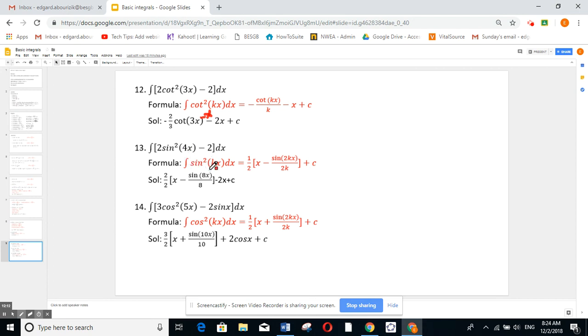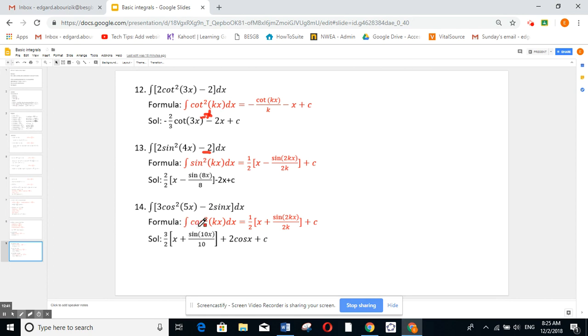This one, this is the formula of sine square. So I have 2 and I have half, so it will be 2 over 2. x is x, minus is minus. So I put sine of double the angle. I have 2kx, kx to kx, so it will be 8x. Derivative of 8x is over 8. I have also the minus 2 alone. Integral of minus 2 is minus 2x plus c.